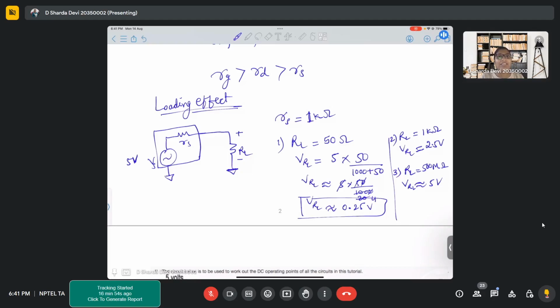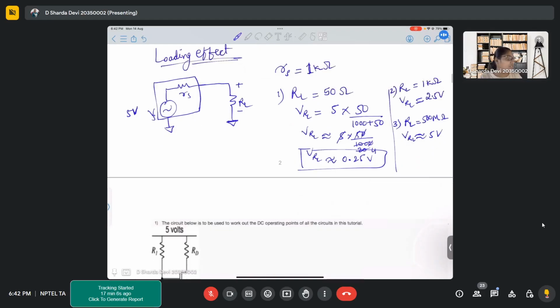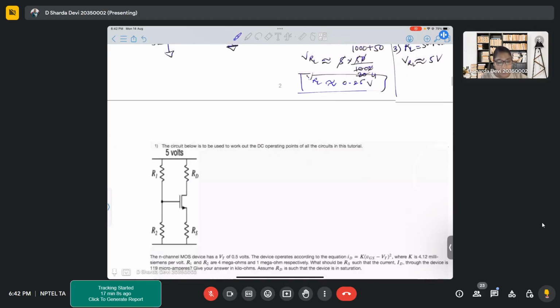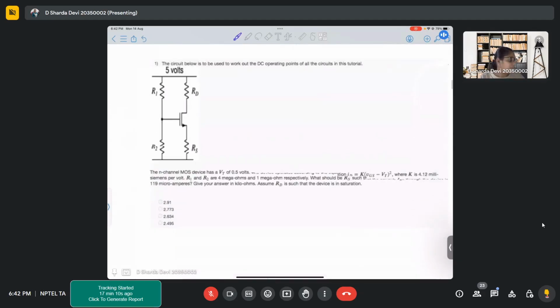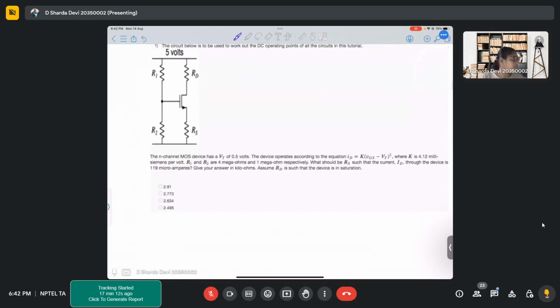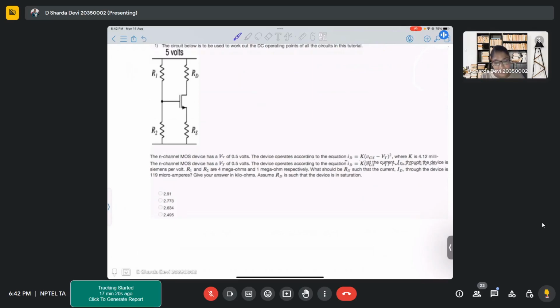These impedances can be analyzed, and they come into the picture when we talk about loading effect and impedance matching. In all these terms, we consider these impedances. Now, with this, let's move on to our first problem, which is this first circuit.